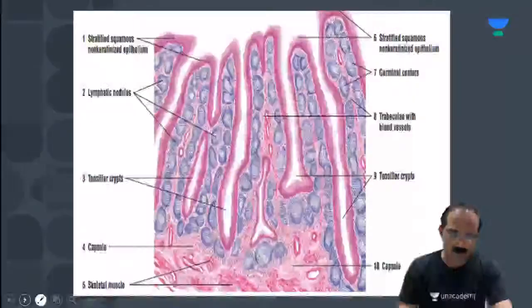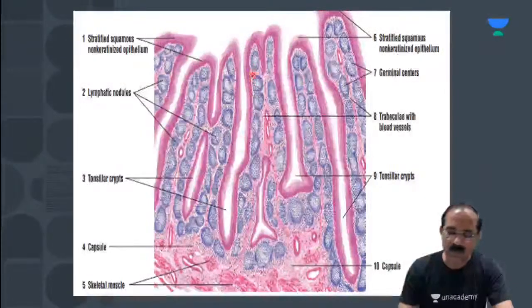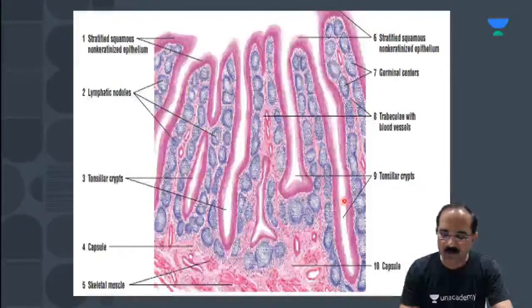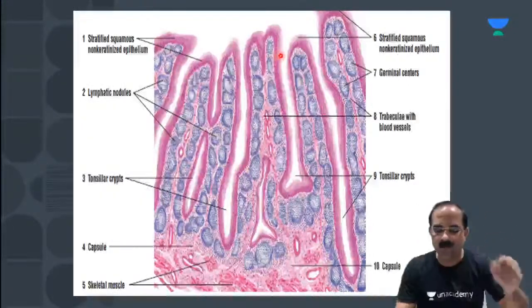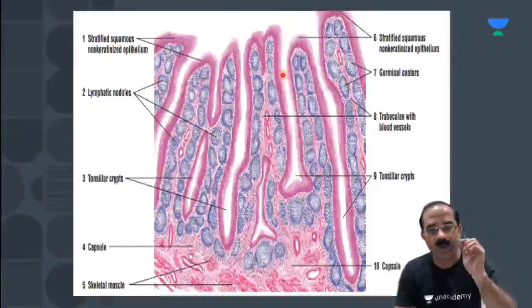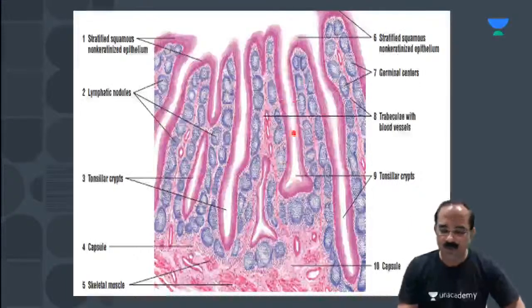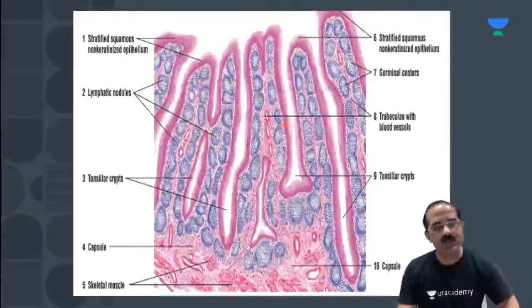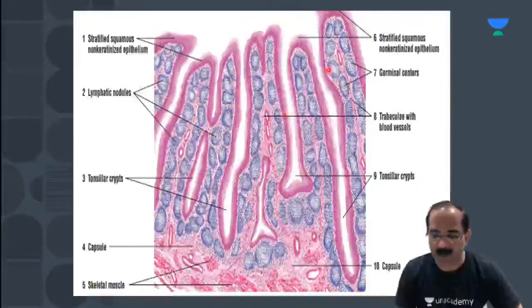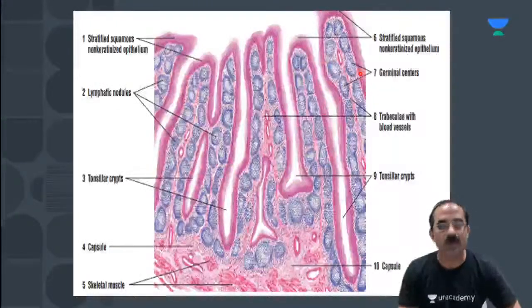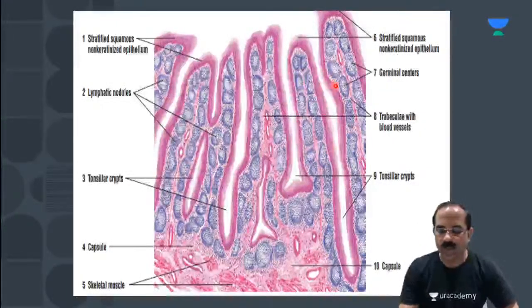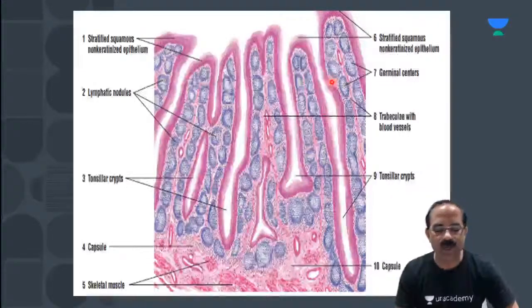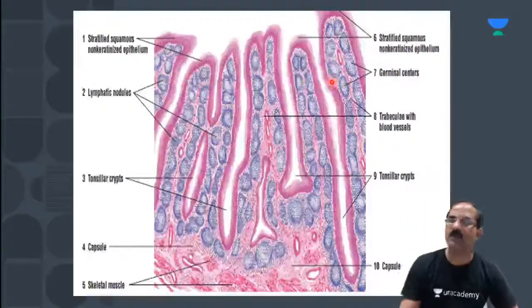And the last, you get such crypts like this. And what is the epithelium lining the crypts? It's stratified squamous non-keratinized epithelium. The one which lines the crypts, that's stratified squamous non-keratinized epithelium. So this is a slide of tonsil. In tonsil you find crypts, and the epithelium lining the crypts is stratified squamous non-keratinized epithelium.